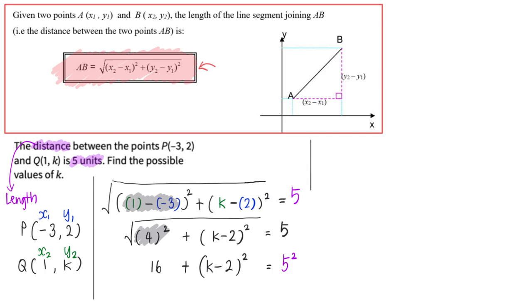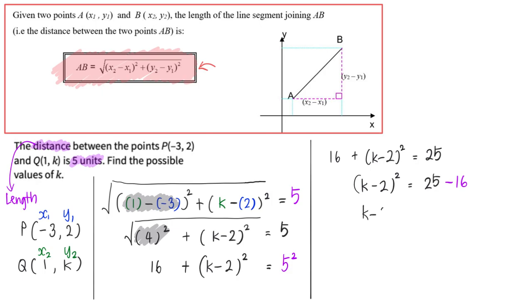And after which, then I will be able to continue to solve for this fairly quickly. So 16 plus k minus 2 bracket square is equal to 5 square is 25. So I'm going to minus 16 on both sides, such that there's no more 16 on my left hand side of this equation. 25 minus 16 is 9. And so, take note of my next step.